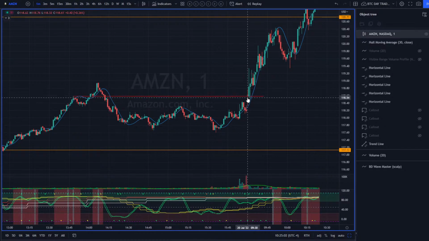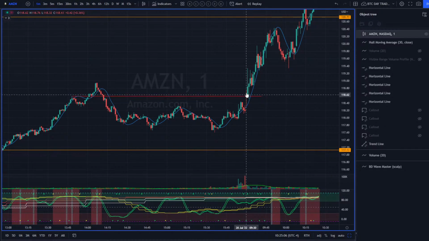And we opened above that key level. We did a gap fill, and it was just immediately absorbed, and we saw a nice price action, a nice move off of that key level.